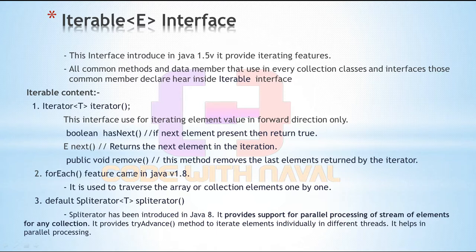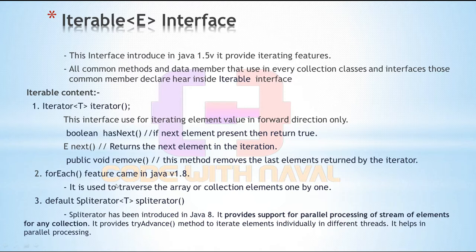Then the third one, remove. This method removes the last element returned. Whatever last element it returned, it will simply return that element, then remove that element. Suppose I want that element, and after getting that element, I remove it from that list. In that scenario we use this remove method.